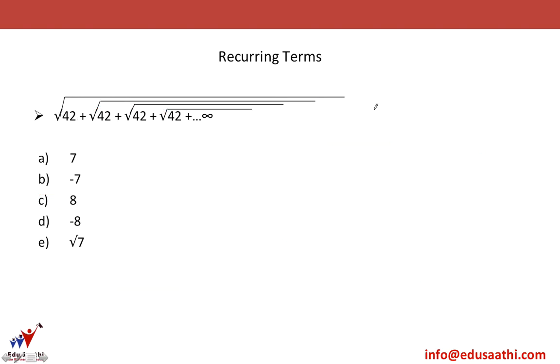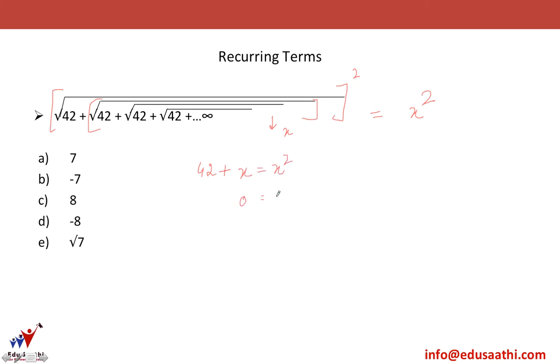Let's try another question. We'll solve it the similar way. I'll equate this entire thing to x. Again, because it's a square root, I'll square both the sides. So I have x square is equal to the square of this term on the left hand side. This gives me 42 plus I'll be left with this term, which again can be put equal to x. So 42 plus x is equal to x square.